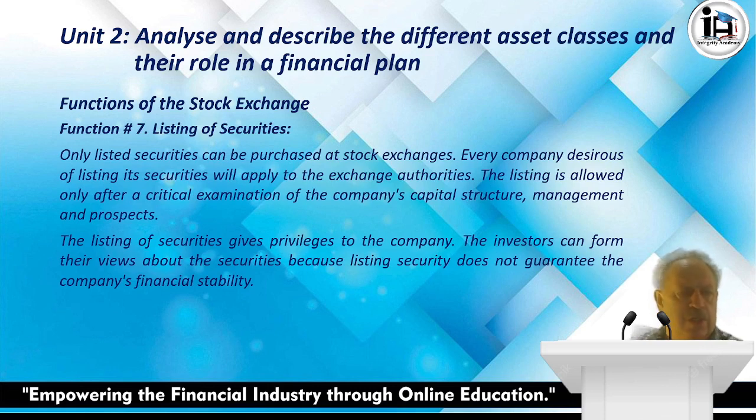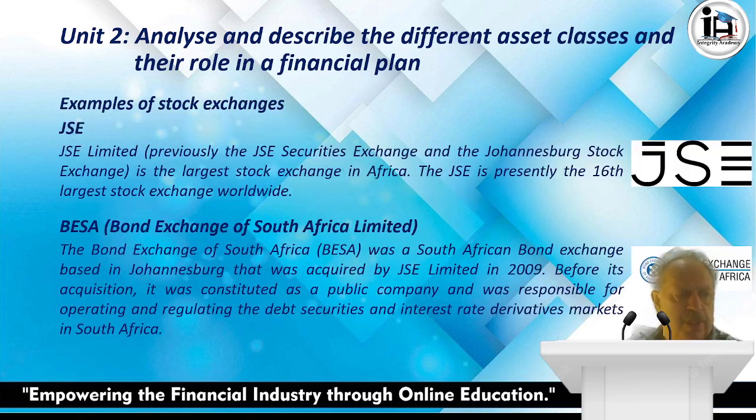The seventh function is listing of securities. Only listed securities can be purchased at the stock exchanges. Every company desirous of listing its securities will apply to the stock exchange authorities. The listing is allowed only after critical examination of the company's capital structure, management, and prospects. The listing of security gives privilege to the company. The investors can form their own views about the securities, because listing does not guarantee the company's financial stability.